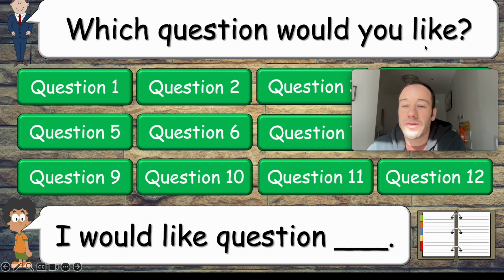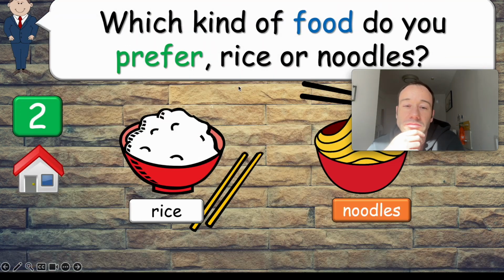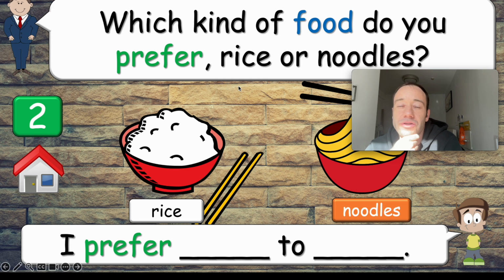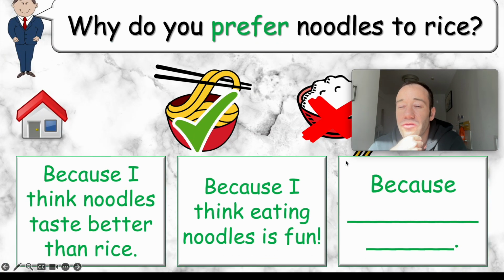Which question would you like? They say question 2. Which kind of food do you prefer? Rice or noodles? The student says, I prefer noodles to rice. Now, make sure, once again, that they use the proper structure here. I prefer noodles to rice. And if you want, you can teach them the other way as well, which is I prefer noodles over rice. They could also say that.